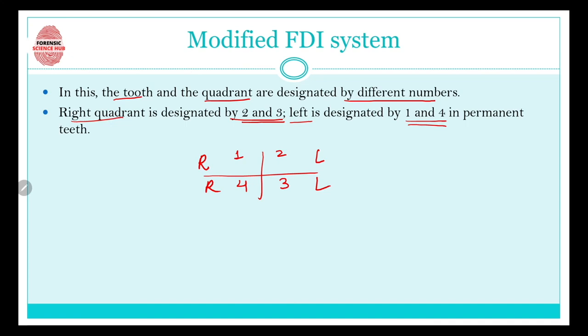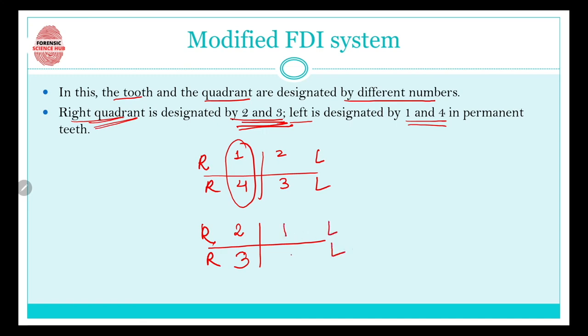This was the case. But in the modified system, the right quadrants are designated by 2 and 3. Here you can see they were designated by 1 and 4, but in modified they are designated by 2 and 3, right? This is the right, and for the left quadrants they are designated by 1 and 4. So in a way they are switched, right? They are the opposite. So this was for FDI and this is for modified FDI.